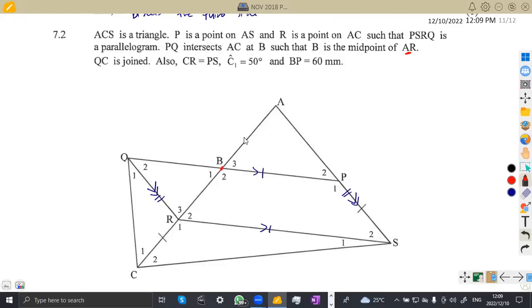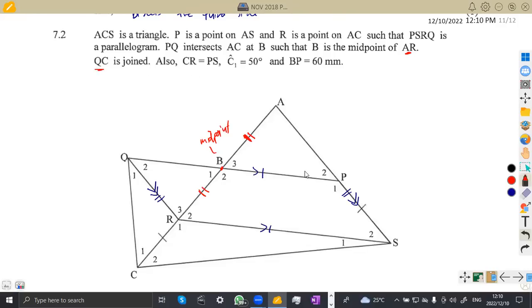So that means from A to B, it is the same as from B to R. These two are equal, because B is the midpoint. We are given B as the midpoint there. Then QC is joined also.